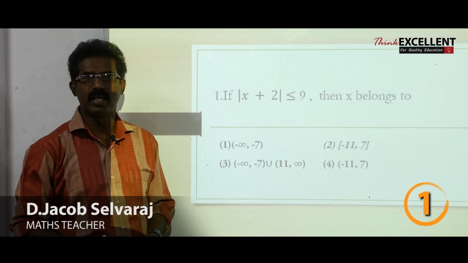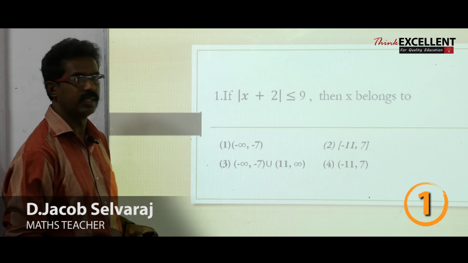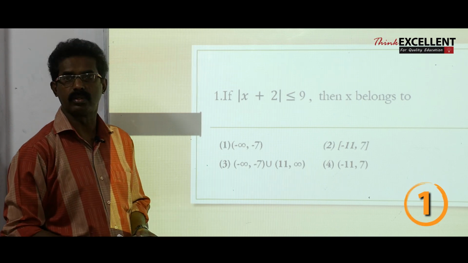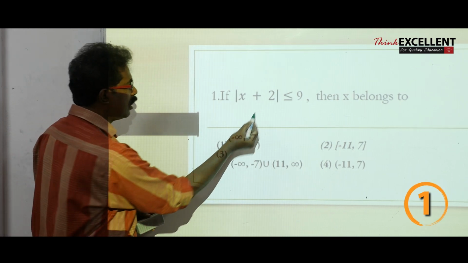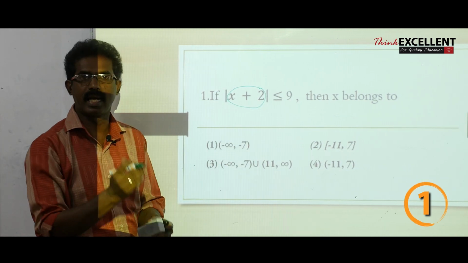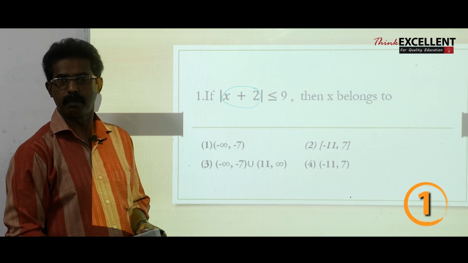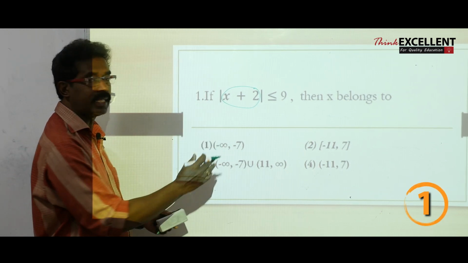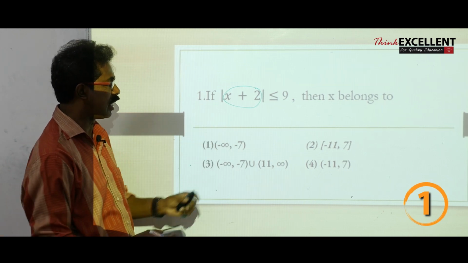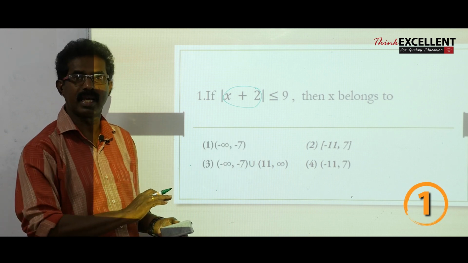In this video, we are going to see MCQs from basic algebra. The first question: modulus x plus 2 less than or equal to 9. You know, modulus of a number less than or equal to 9 means that number must lie between minus 9 and plus 9. If it is greater than, it lies outside minus 9 and plus 9. Here it is given less than. So, this value must lie between minus 9 and plus 9.